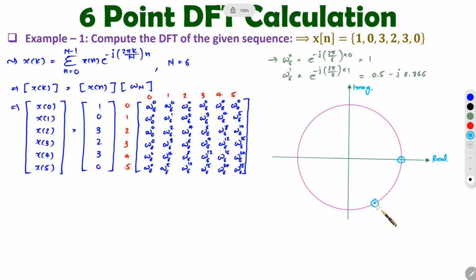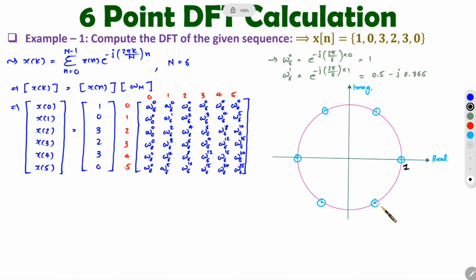Then if you move in this direction by 60 degrees, the point will be available here. Then if you move by another 60 degrees in this direction, the point will be available over here. Then after 60 degrees, the point will be available over here. And after another 60 degrees, the point will be available over here. Right. Now you need to understand the value of these points. Like you see, here we have a real value. So this point is having the value +1.